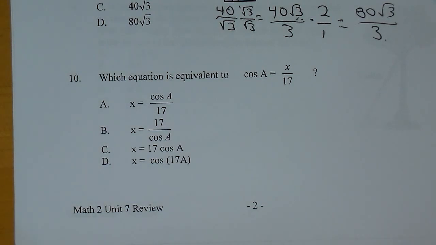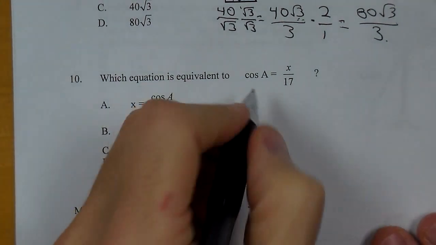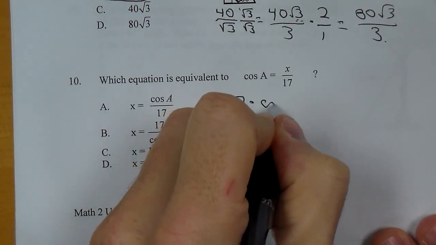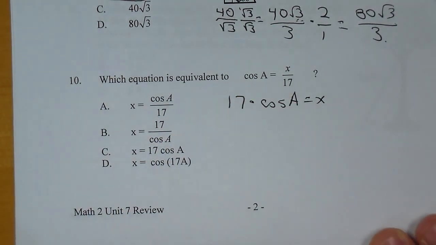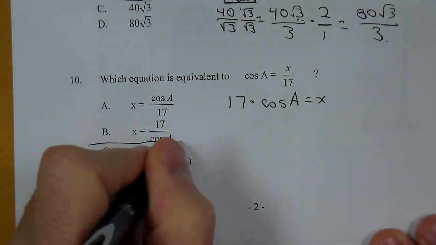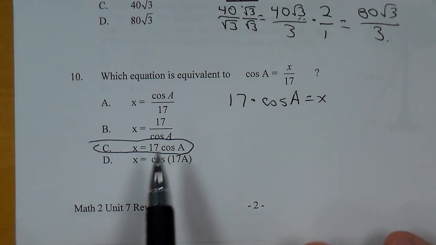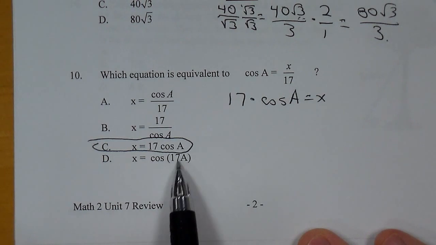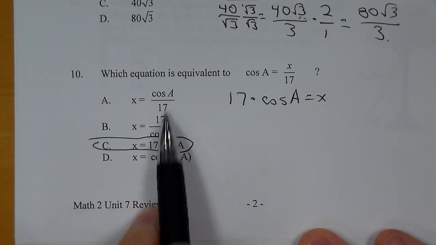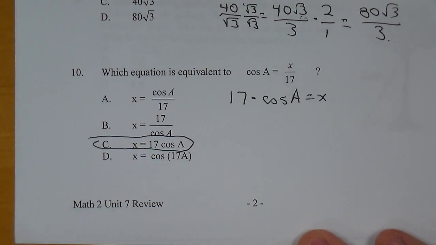Number 10 requires us to rearrange that equation just to figure out which one matches. Now, in the ones we've talked about in class, whenever we come to this problem to solve, we always want to multiply the denominator over first. I get 17 times cosine A equals X, which would be answer C. You're not going to move the A inside, or the 17 inside. It doesn't become a fraction, because you just multiply over the denominator, and you're good.